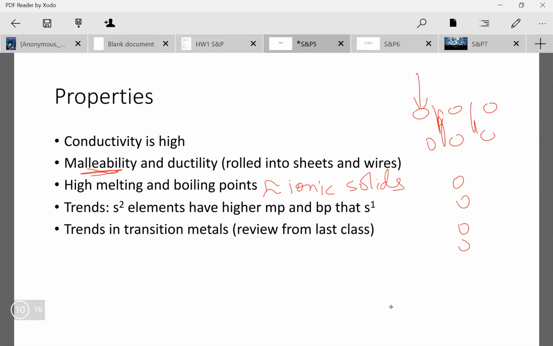And there are some trends that we have to remember. Mg2+ will have a higher melting point and boiling point than sodium, for example. So group 2 elements have a higher melting point and boiling point than group 1, because these are more charged ions, right? It's Mg2+, and each Mg2+ contributes 2 free electrons. So the more free electrons, the more glue basically, and therefore the higher the melting point and boiling point.